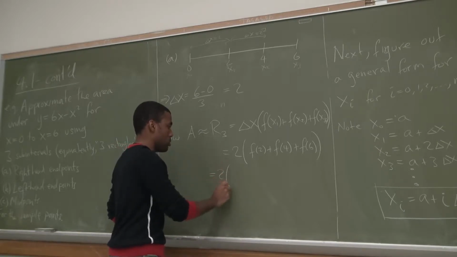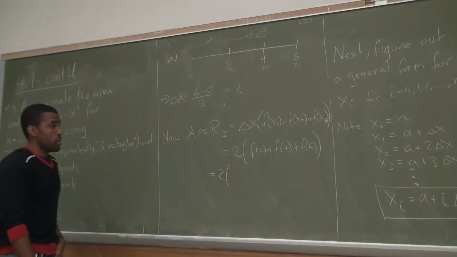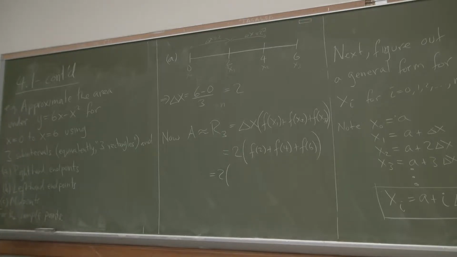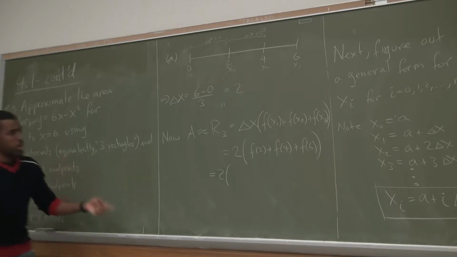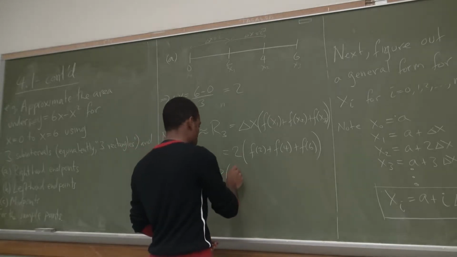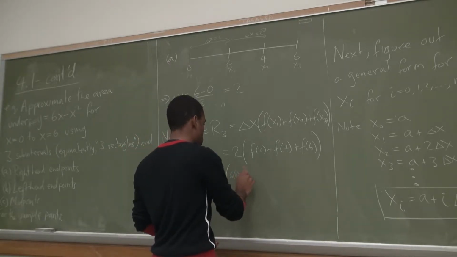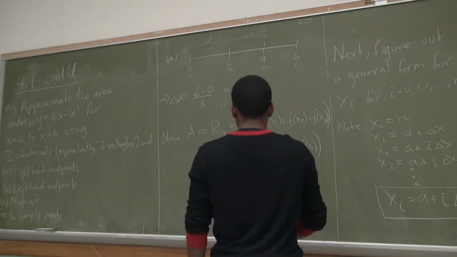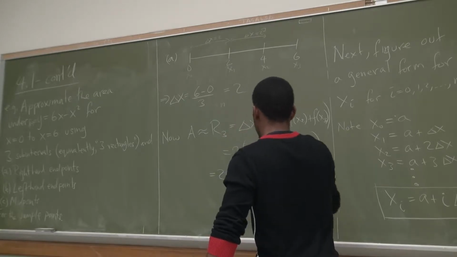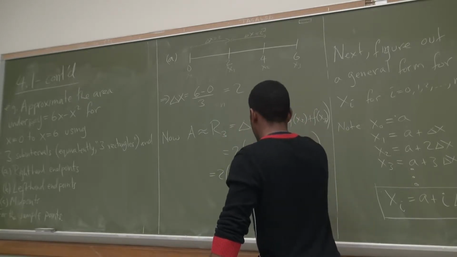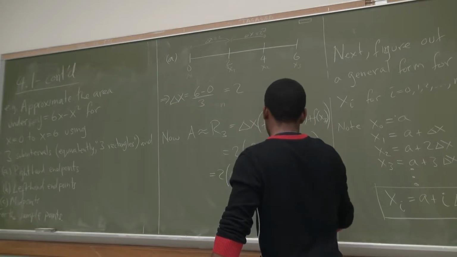So this is 2 times, what is f of 2? Well, here's where you go back to your original function, which is y equals f of x. And I just plug in 2. So this is just 6 times 2 minus 2 squared plus, now I do f of 4. 6 times 4 minus 4 squared.